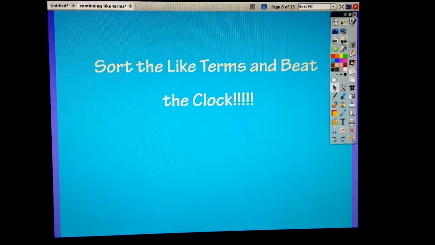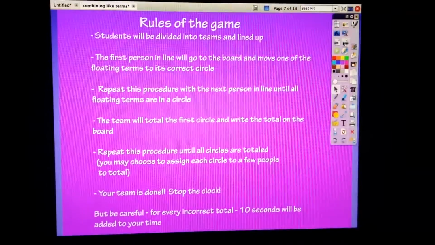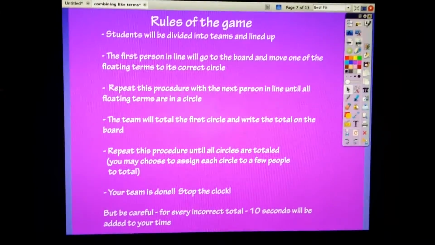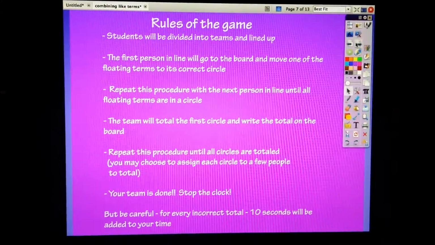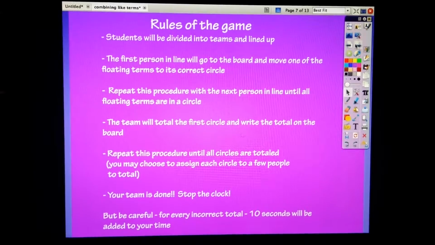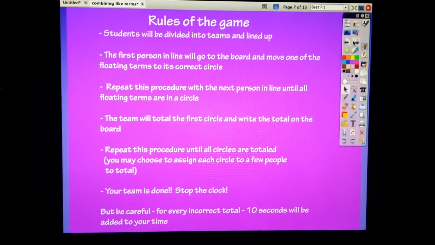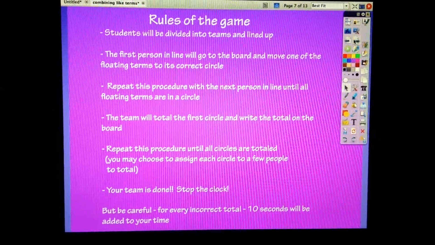Sort the like terms and beat the clock. The rules of the game: students will be divided into teams and lined up. The first person in line will go to the board and move one of the floating terms to its correct circle. Repeat this procedure with the next person in line until all floating terms are in a circle.